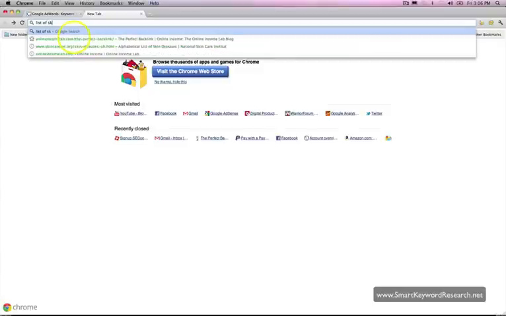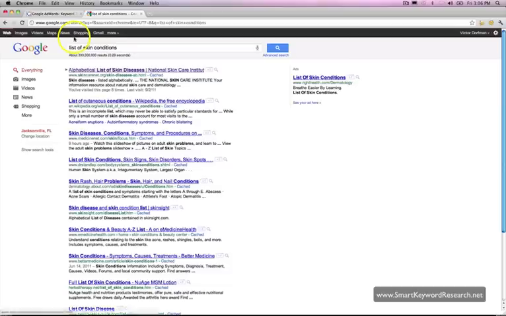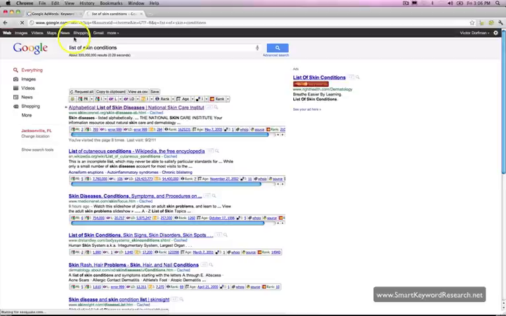I'm going to type in list of skin conditions. Basically anything in the medical niche, or just about anything, there are exceptions, has a lot of advertisers for AdSense. And as you recall, the more advertisers there are bidding on a given keyword term, the higher your cost per click is going to be.